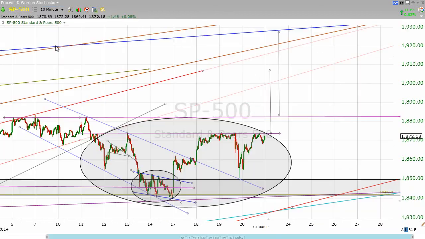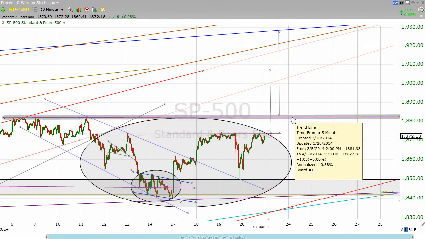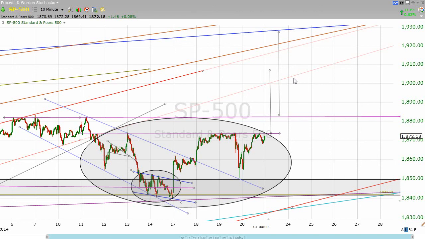But I think the important thing for right now is look at these lines of resistance. 1874, let's call it 1884. If we get over these, then we should be setting up a cascade of events that will rally us into the mid-1900s. So guys, let's just call it at that.